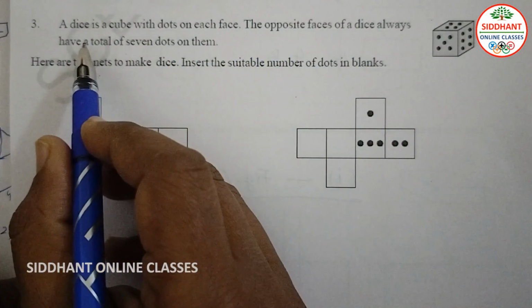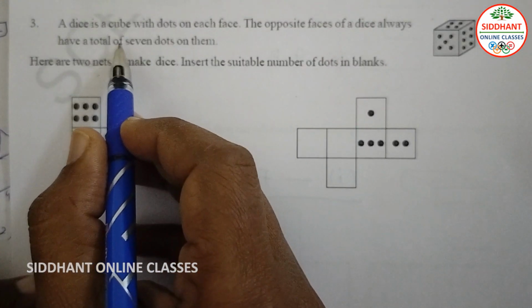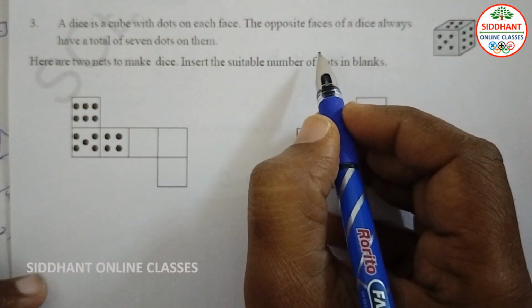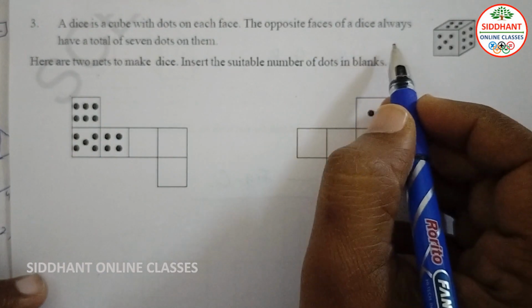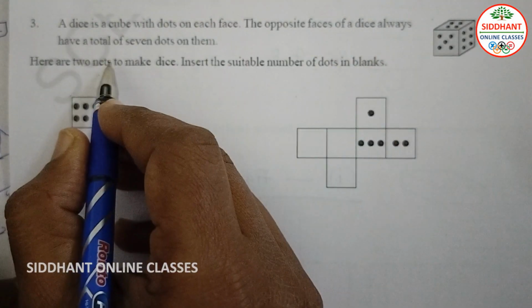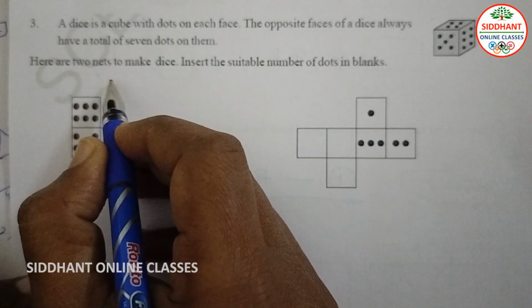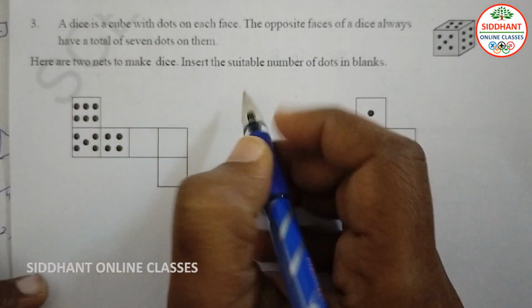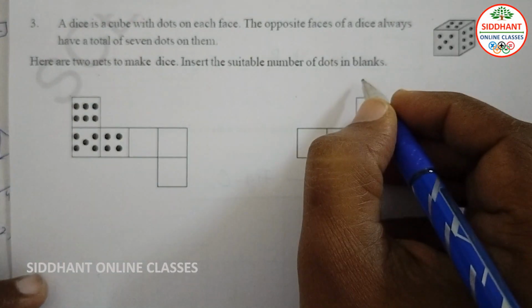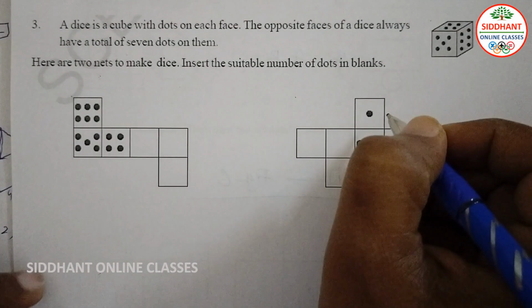Question number 3. A die is a cube with dots on each face. The opposite faces of a die always have a total of 7 dots on them. Here are 2 nets to make a die. Insert the suitable number of dots in the blanks.